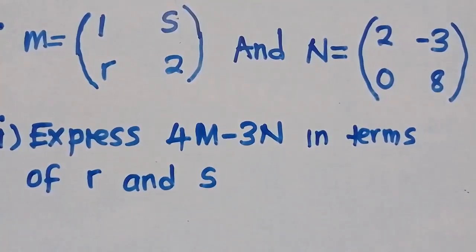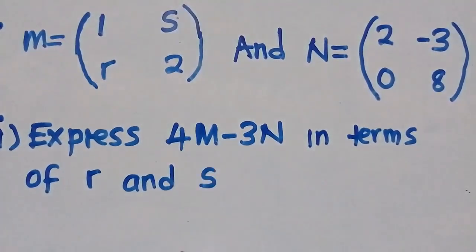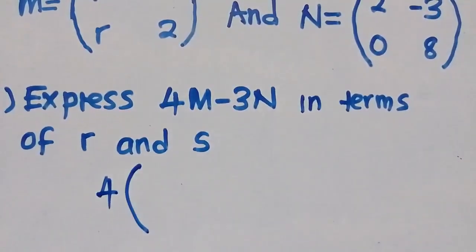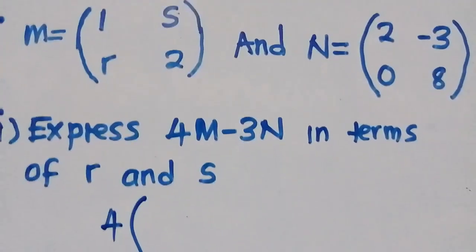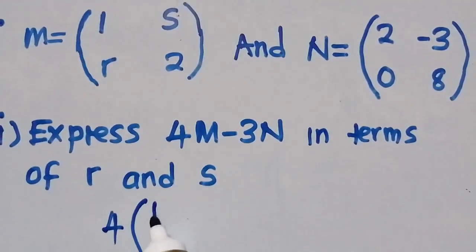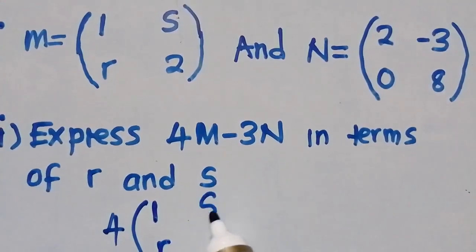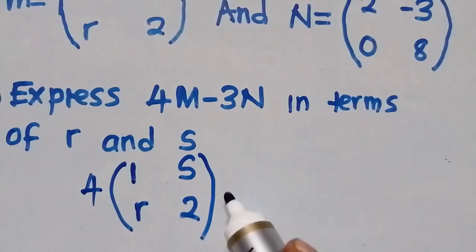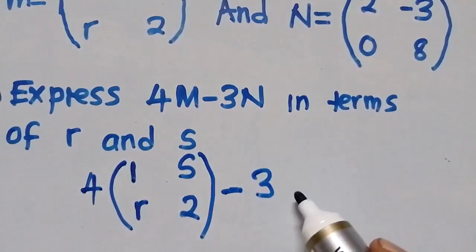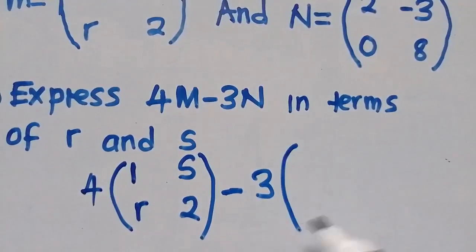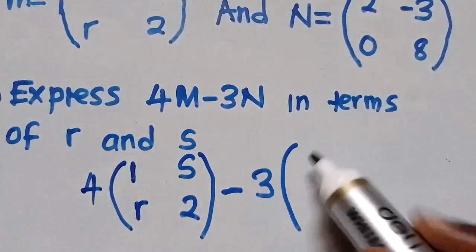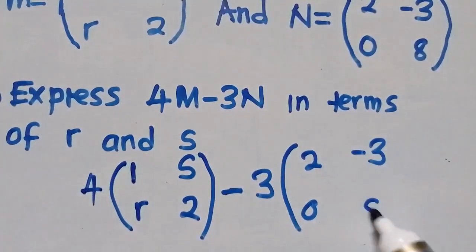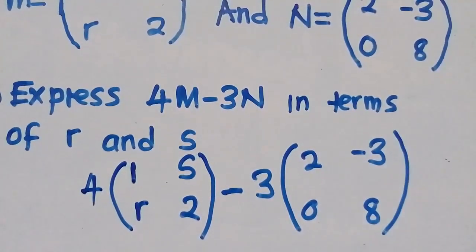So how can we do this? You write your 4 here, then open bracket, then m. Where is your m? This is your m. Your m is 1, r, s, then a 2 here. Minus 3. What is your n? Where is n? N is here. This is n: 2, 0, negative 3, 8, like that. This is what you are given.